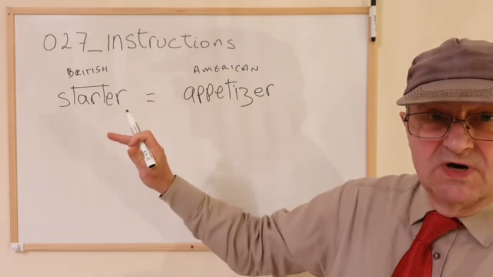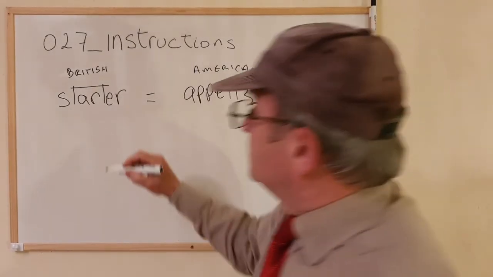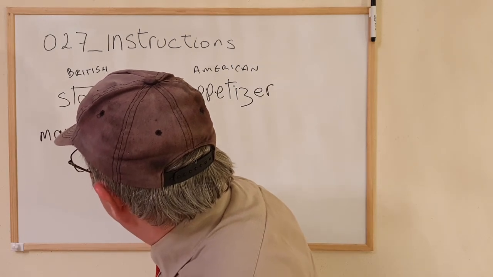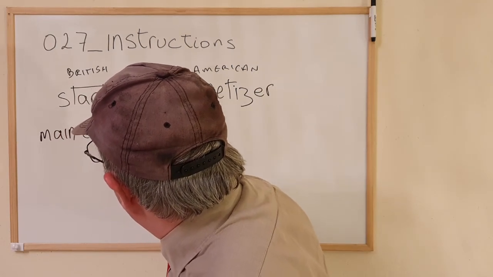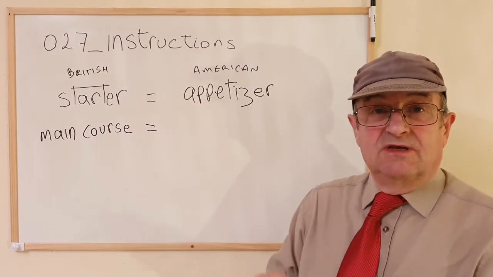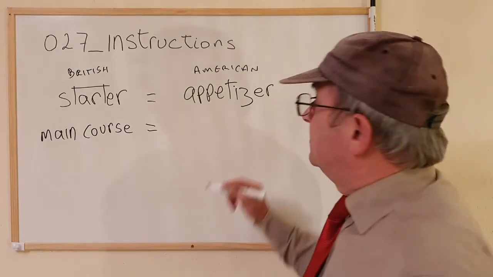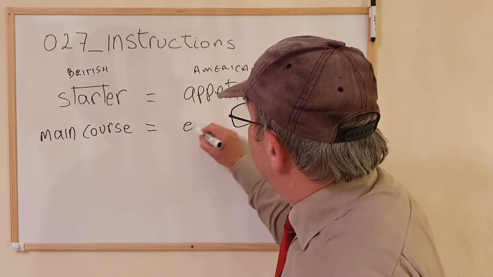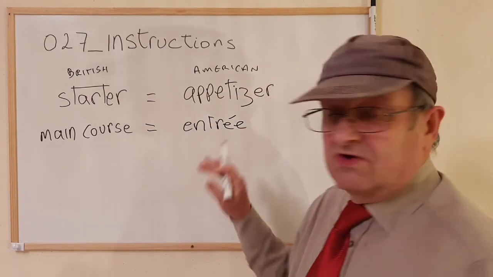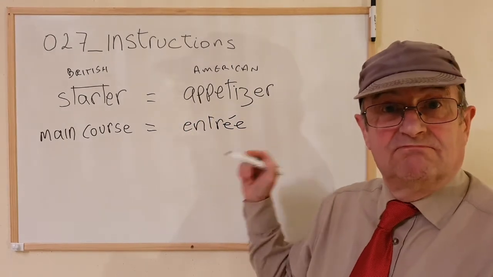The second word that we're going to take a look at is, well, it's 2 words, main course. A main course in British English is the main course. It's the big part of the meal. In America, they use a French word for this, which is the word entrée, and this basically means to go in.